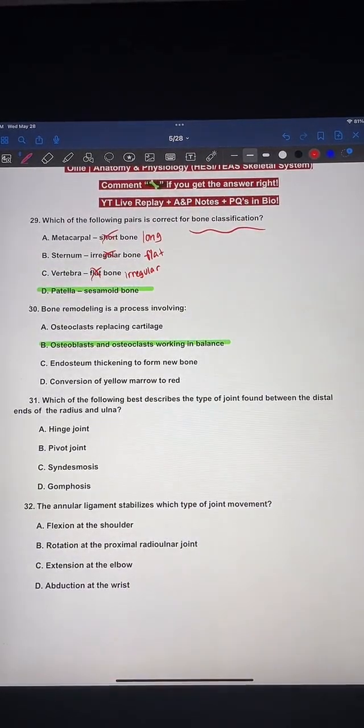Number 31, which of the following best describes the type of joint found in the distal ends of the radius and the ulna?